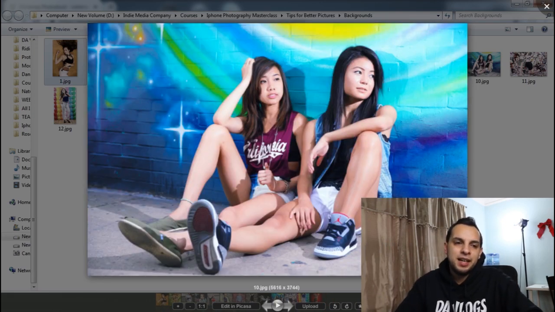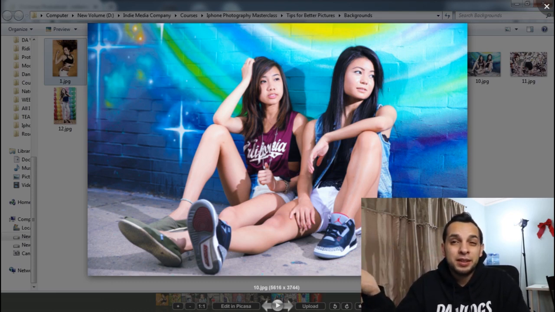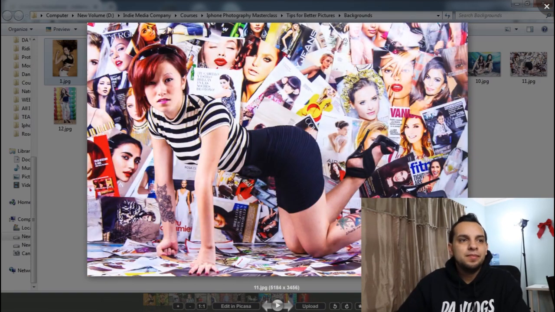Here it is with a mural. So there's art on the wall. It becomes a really nice background. They could have stood up. I think I took some pictures of them standing up. But also this was one of my favorites of them sitting up against it. That becomes a nice background to shoot in.